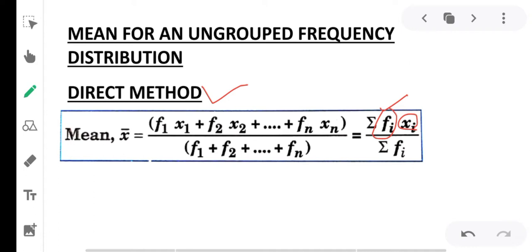So mean x bar equal to f1 x1, where f1 is the frequency of the first observation and x1 is the first observation. So f1 into x1 plus f2 into x2, that is the frequency of the second observation multiplied by the second observation, by f1 plus f2 plus fn. That means the summation of frequency. So the formula is summation of fi into xi by summation of fi. Clear? That means the summation of product of frequency and observation by summation of frequency. So this is the formula for direct method.